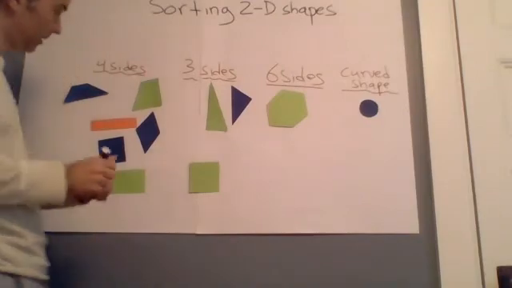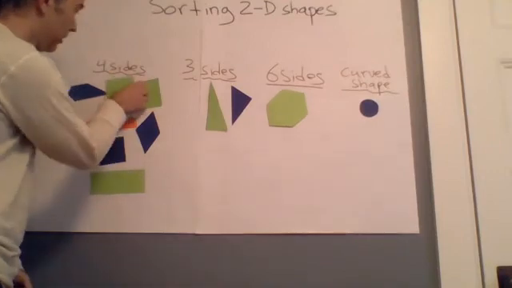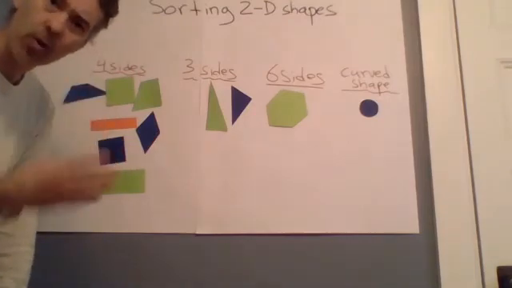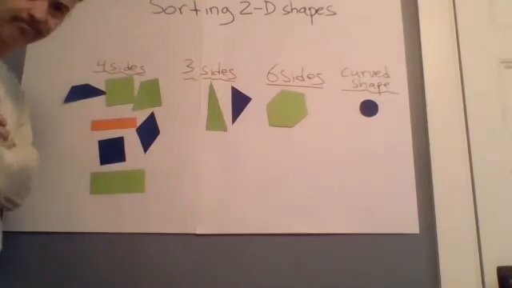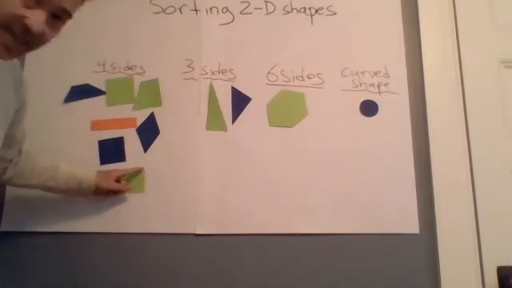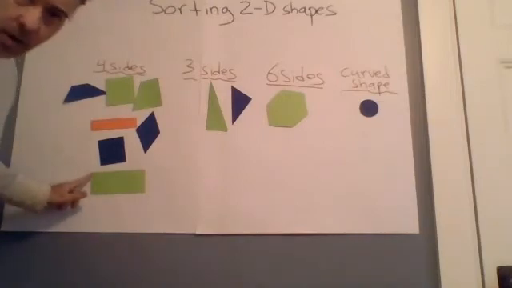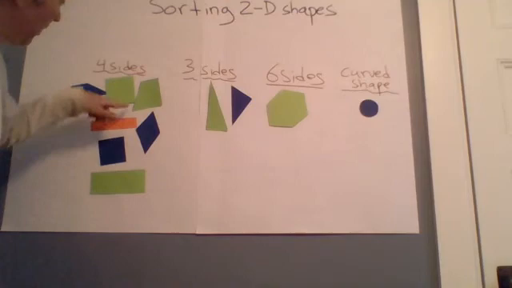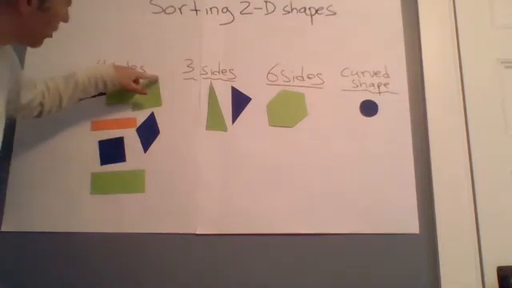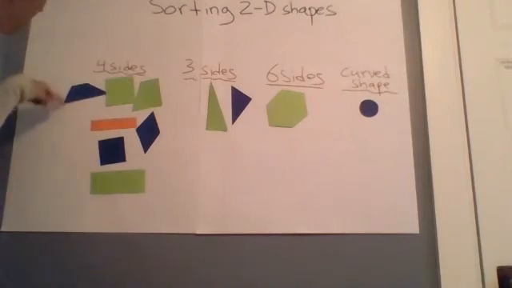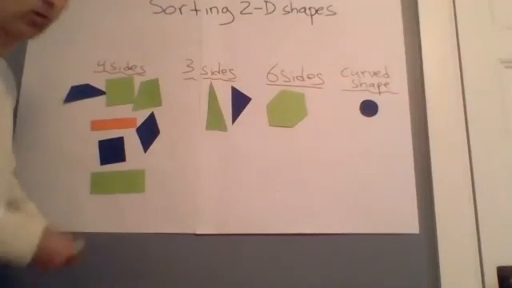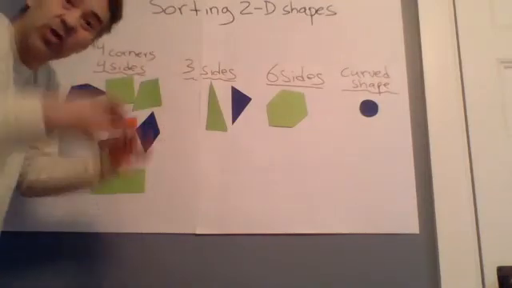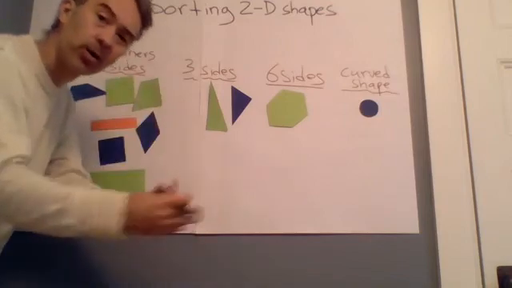Oh, okay. So I want you to think right now, look at all our 4-sided shapes. Do they also have 4 corners? Well, rectangle, 1, 2, 3, 4 corners. This diamond, 1, 2, 3, 4 corners. This shape, trapezoid, 1, 2, 3, 4 corners. So we can also know that this group, we've sorted it also to shapes that have 4 sides and 4 corners.